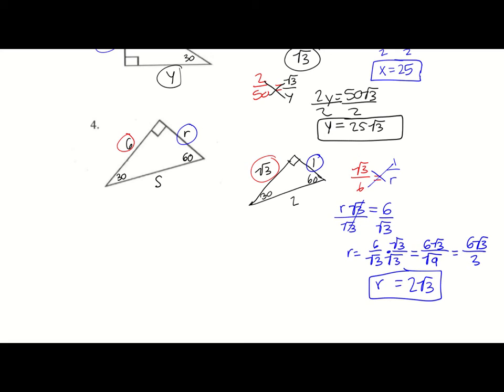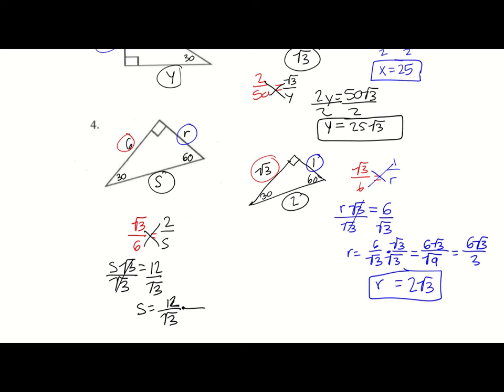Okay, I've got to do it one more time to set up my ratio for s. So I have my original ratio, square root of 3 over 6, equals 2 divided by s. Same thing, cross multiply. Square root of 3 times s equals 12. Divide by square root 3. Here we have s equals 12 over square root 3.